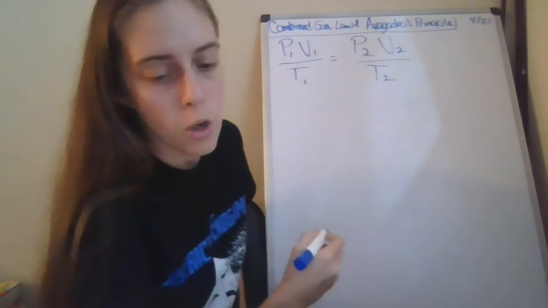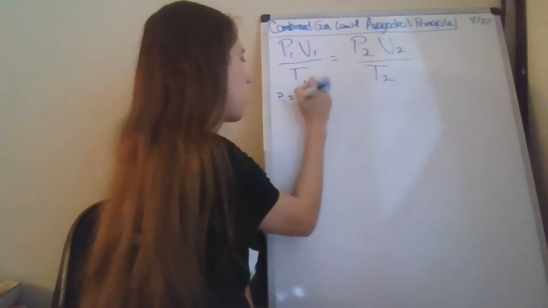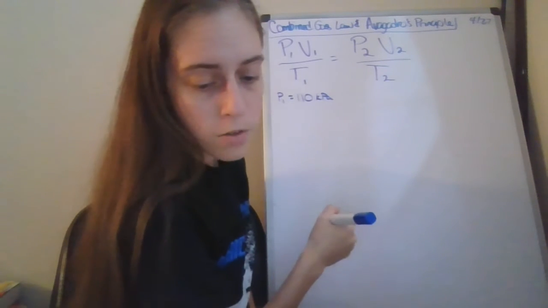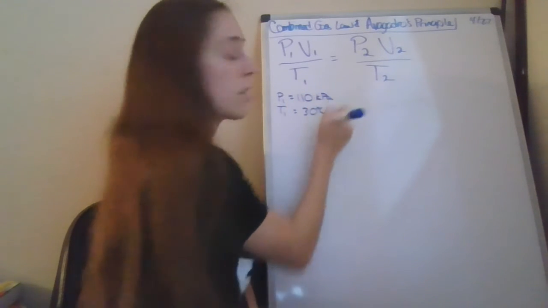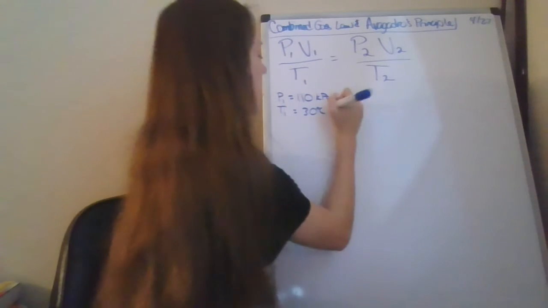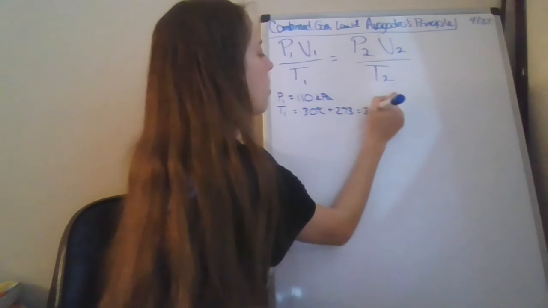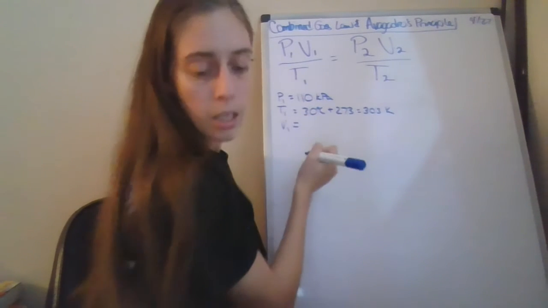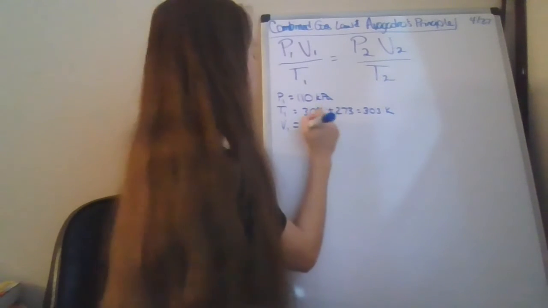So let's write down what we know from the problem. We know the initial pressure is going to be 110 kilopascals. We also know the initial temperature is going to be 30 degrees Celsius. But remember, we always have to use Kelvin, so let's convert it to Kelvin. Plus 273 equals 303 Kelvin. And our initial volume is given to us, 2 liters.